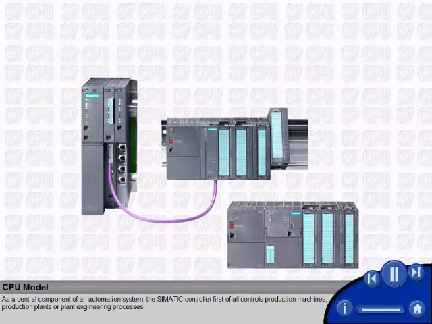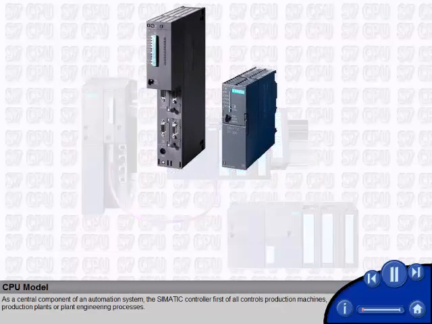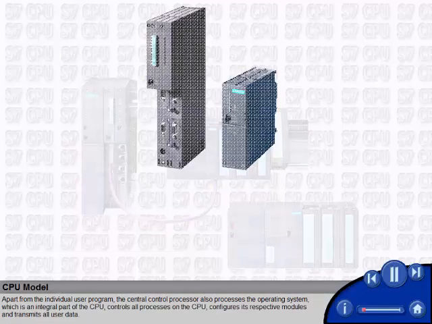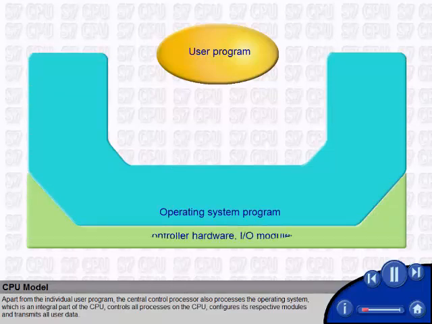As a central component of an automation system, the Simatic controller first of all controls production machines, production plants, or plant engineering processes. Apart from the individual user program, the central control processor also processes the operating system, which is an integral part of the CPU, controls all processes on the CPU, configures its modules, and transmits all user data.